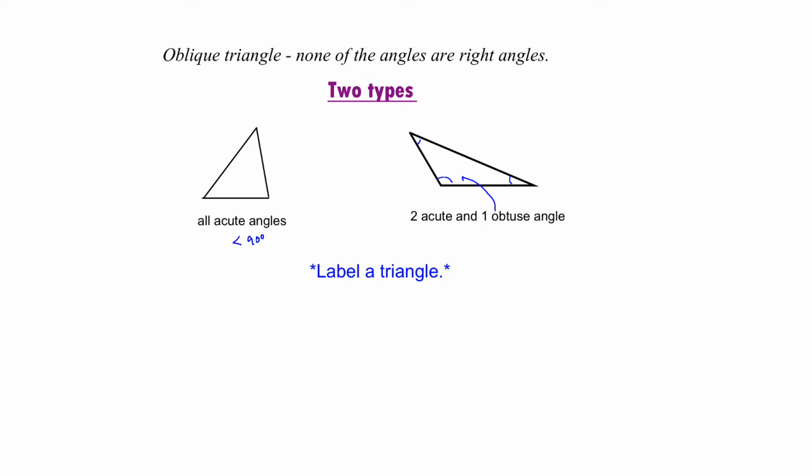So make sure you're labeling your triangles when you go to do these. Like I said before, angle A matches up with side A across from it, angle B matches up with side B, angle C matches up with side C. So just make sure you are labeling your triangles so when you go to answer these questions, you'll be able to know where to place the values in the triangle.